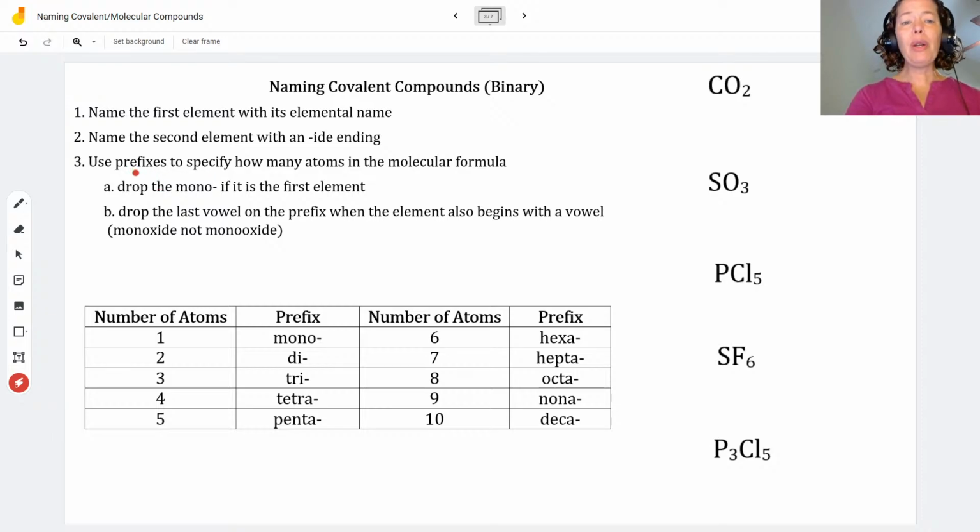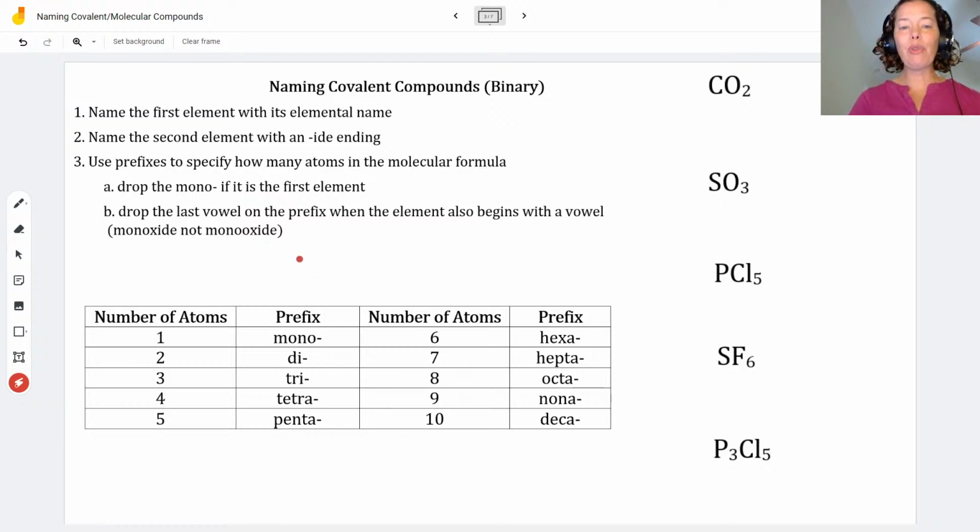Now, when we use the prefixes, you can see I've got all of my prefixes down here. So we've got 1 through 5 in the first part and 6 through 10. And we won't go past 10, actually. We probably didn't even need to go all the way to 10, but that's beside the point. When the first element is by itself and you only have one atom, we are going to drop the mono. And again, we'll see examples of this.